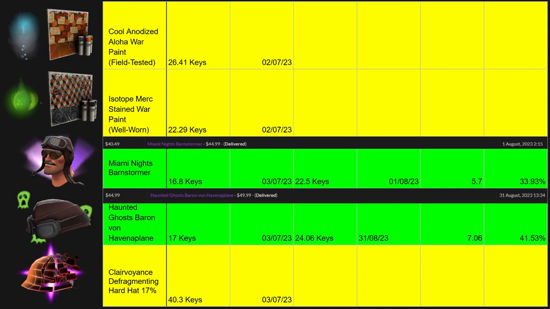Haunted Ghost Baron von Havennaplane. This is a good looking medic unusual and was a nice margin for under 2 months. Clairvoyance Defragmenting Hard Hat 17%. This did have sales in the past, but I've been struggling to sell this because of market competitors constantly undercutting me. I'd also avoid any generic 1st gen, 2nd gen or 3rd gen effect on a hat like this.